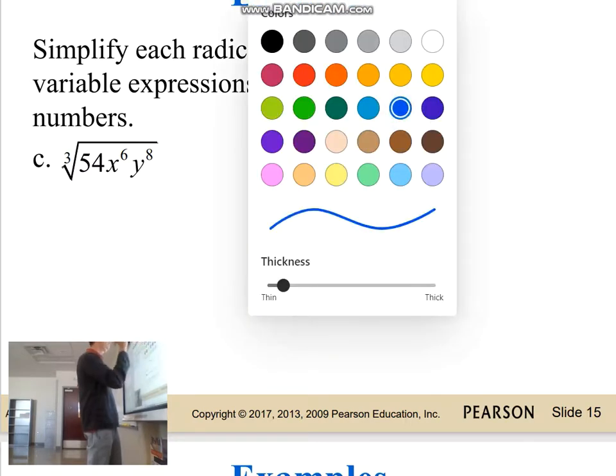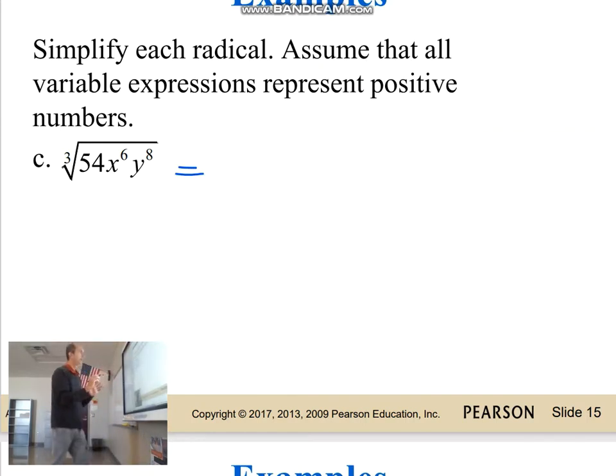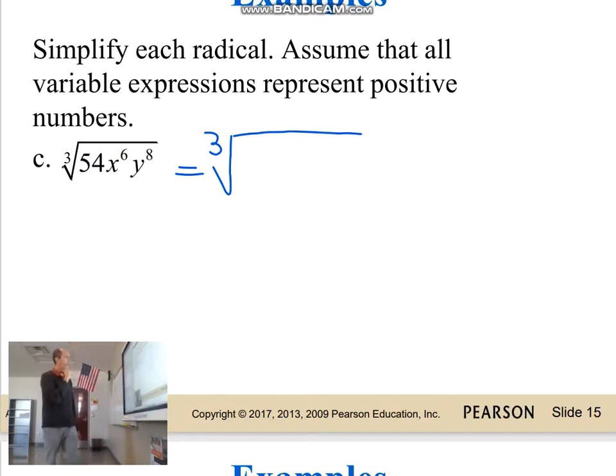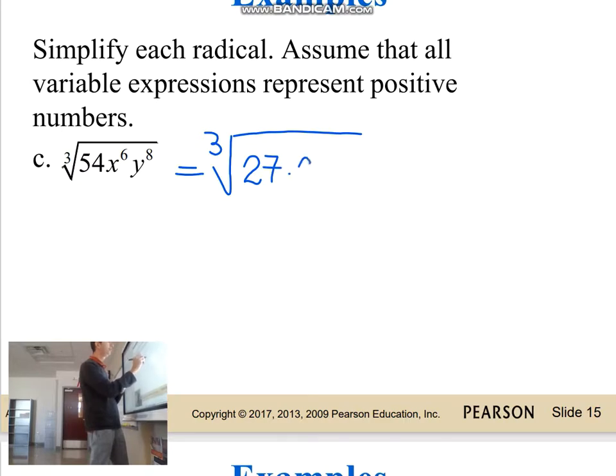The thinking is, look at that. We have a cube root, and 54, can we break it down? This is the first question. Can you break it down and find a perfect cube that maybe we can simplify? And yes, the answer is yes. 27 times 2 is 54. And we know that 27 is, let me write here, 3 cubed. That means 54 is 3 cubed times 2, right? And x 6 and y 8.